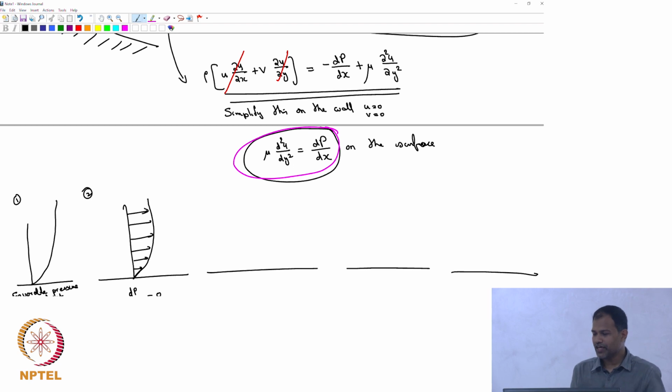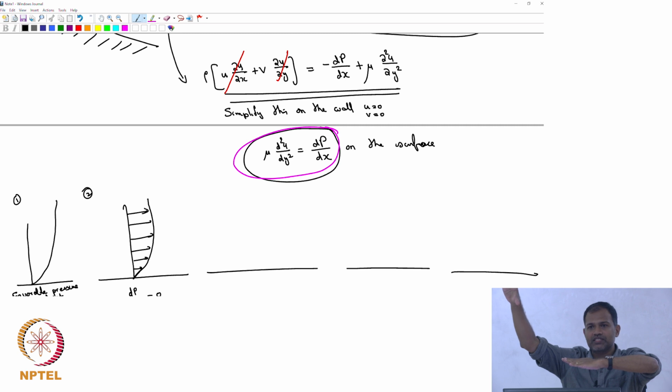So let me just tell you again. By looking at the V momentum equation, whether you believed me or not, what I said is that pressure across the boundary layer, pressure in the y direction, is not changing. That means pressure in the x direction is the only thing that is changing. So if I know how pressure is changing outside the boundary layer, I will know how pressure changes inside the boundary layer also, because pressure does not change in the y direction.